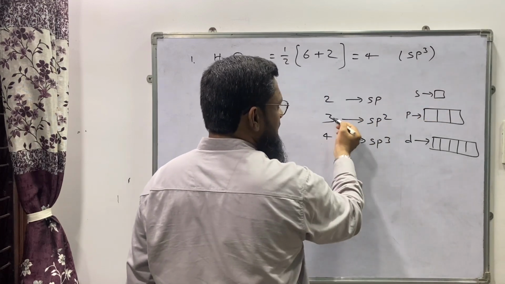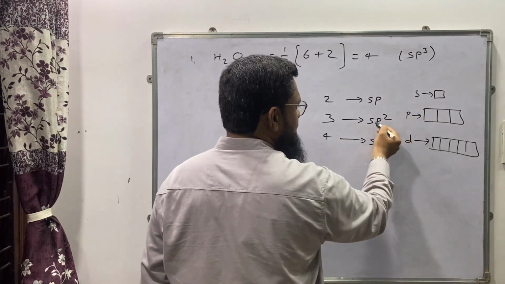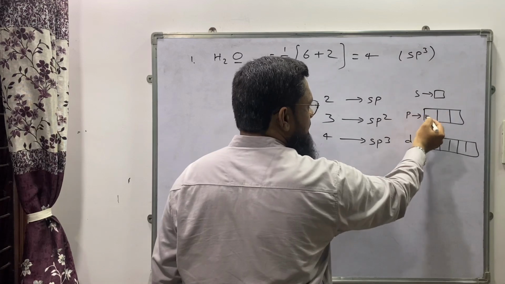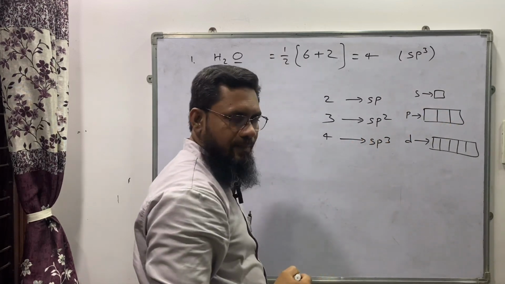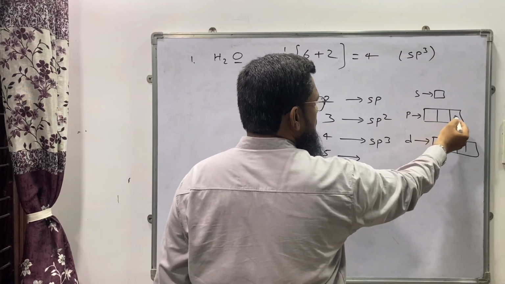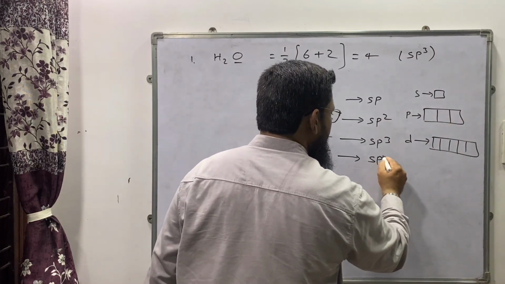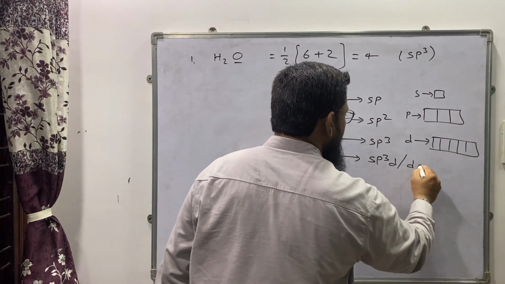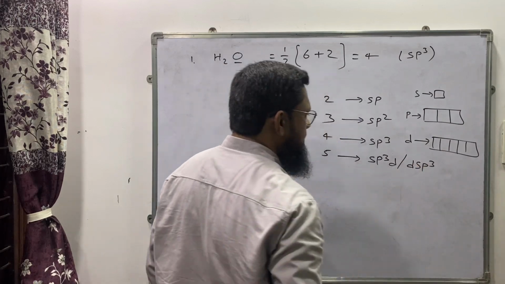sp3 means sp1, p2, sp2. 4 means sp1, p2, p3, sp3. Now let's say we have the 5. So 5 means sp1, p2, p3, d1. So sp3d or dsp3, both possibilities.